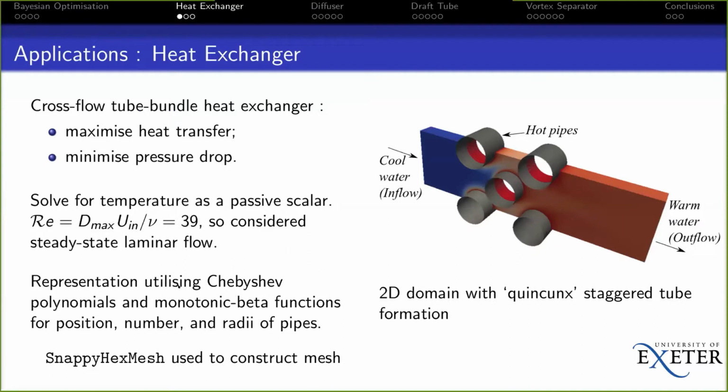And the first one we looked at here is to optimize the properties of a standard cross-flow heat exchanger. And we've simplified this a long way. We've got hot pipes here, which are at a constant temperature, and we've got a cool water flowing in, interacting with them, heating up and flowing out again. We've chosen a flow rate, which makes this a laminar and steady state problem. So we're going to run simple foam as a laminar code here. And the temperature is a passive scalar here.